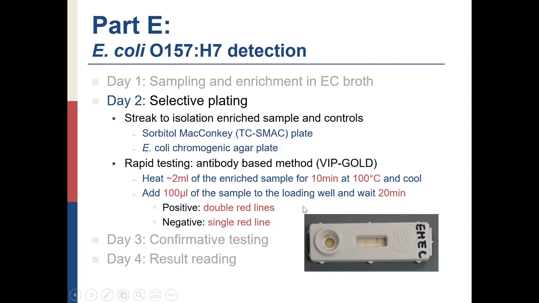For E. coli O157:H7 detection, we have this antibody test. Basically you put your sample right here, and then you wait some time, about 20 minutes. If there are two red lines, then it's positive, and if it's a single red line, then it's negative. You have your control and then your actual positive identification, so you need to have both of them be red to have a positive result.